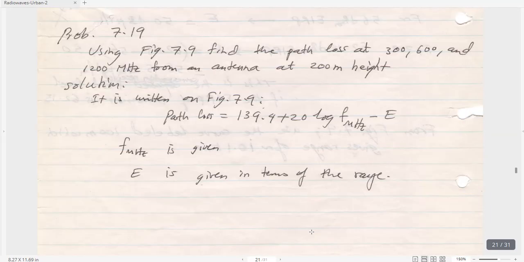Another problem, using the same figure 7.9: find the path loss at 300, 600 and 1200 megahertz from an antenna at 200 meter height. We want the path loss L. And we are given the frequencies. And we are given also the base station height.